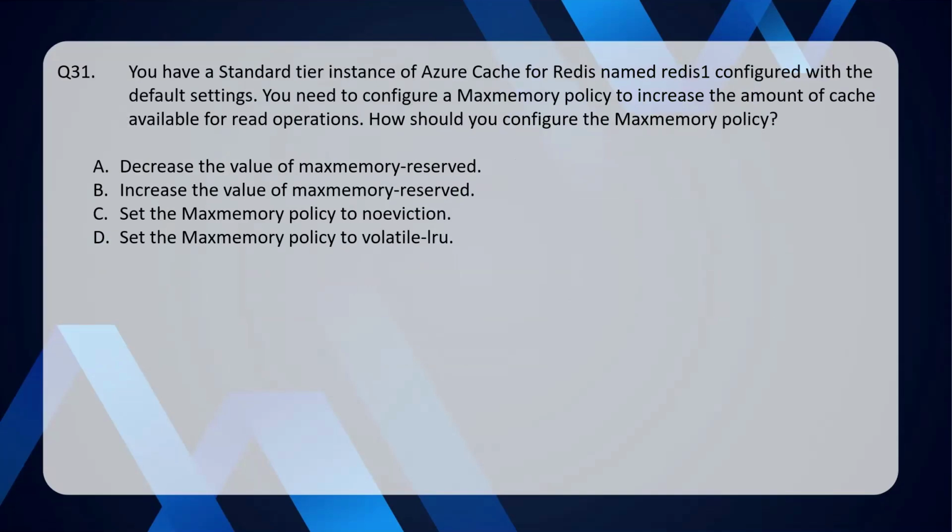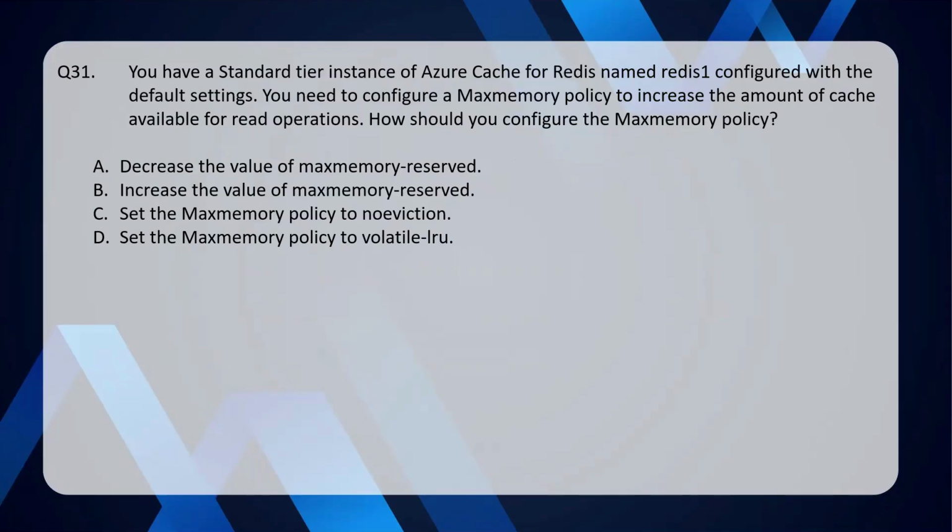You have a standard tier instance of Azure Cache for Redis named Redis 1, configured with the default settings. You need to configure a max memory policy to increase the amount of cache available for read operations. How should you configure the max memory policy?